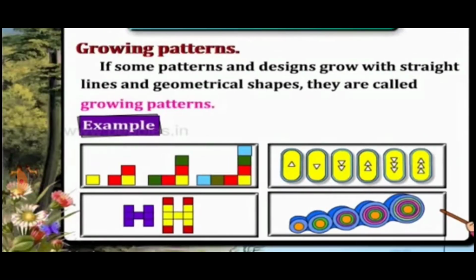Now, what are growing patterns? If some patterns and designs grow with straight lines and geometrical shapes, they are called growing patterns. Look at the first example, a yellow box, then the yellow box and two red boxes. Next is a yellow box, two red boxes and two green boxes. What do you observe over here? The number of boxes are increasing, making a pattern.